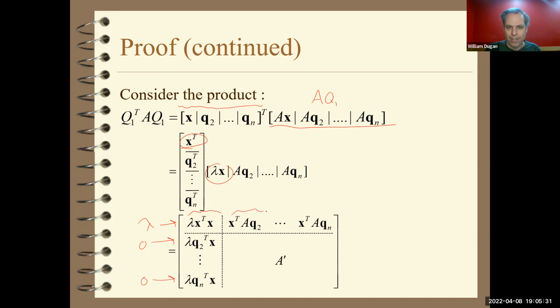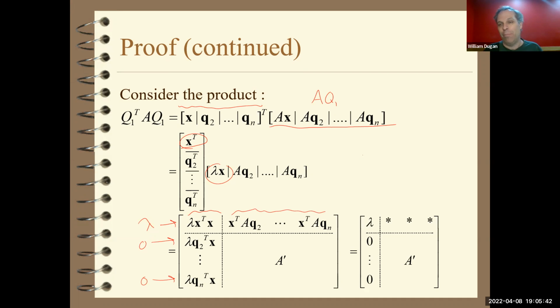This mess here, no idea. It's just a bunch of numbers. And you know what? As you'll see in a minute, we don't care. We're just going to say it's a bunch of numbers. So the product looks like this. All right, good. Now I'm going to learn a few more things about this particular matrix.